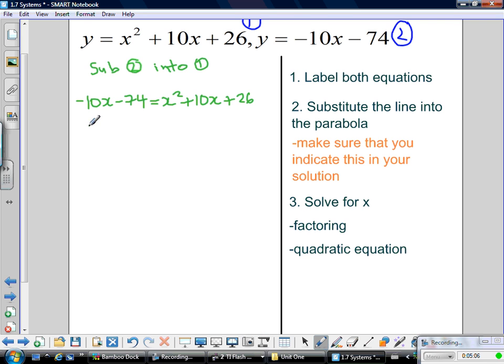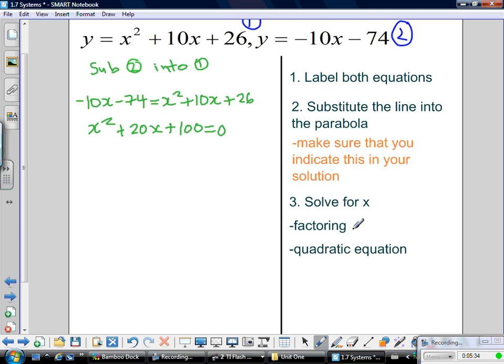So I'm going to have 10x squared. When I add 10x to both sides, I end up with plus 20x. And I'm going to add 74 to both sides, so I end up with plus 100 equals 0. Now, I am left with a quadratic equation because it equals 0. So I want to solve for x.